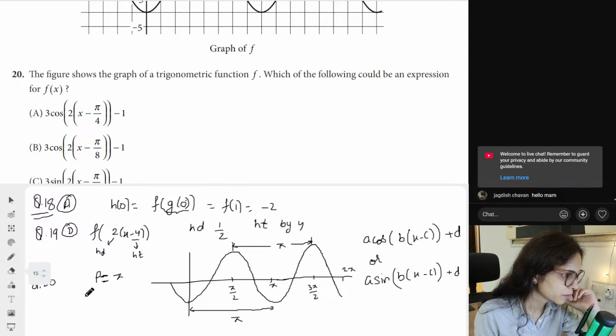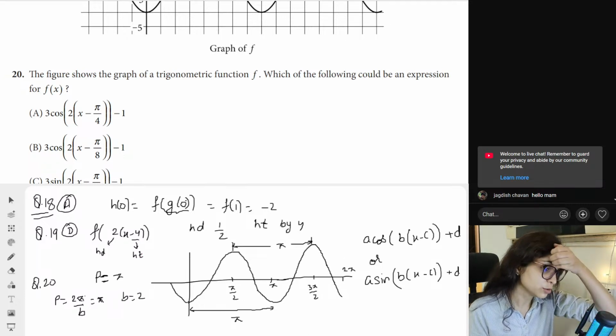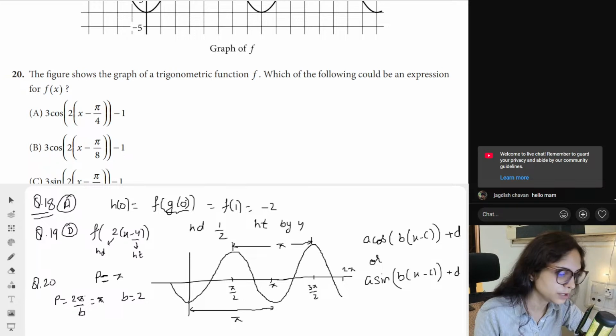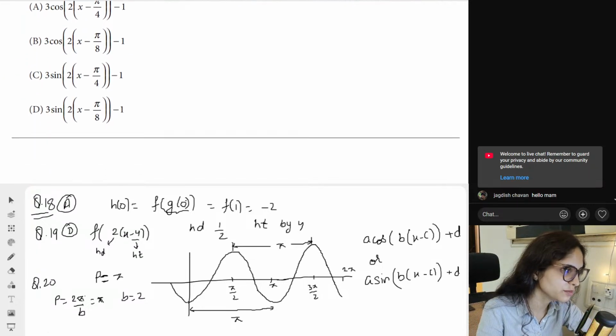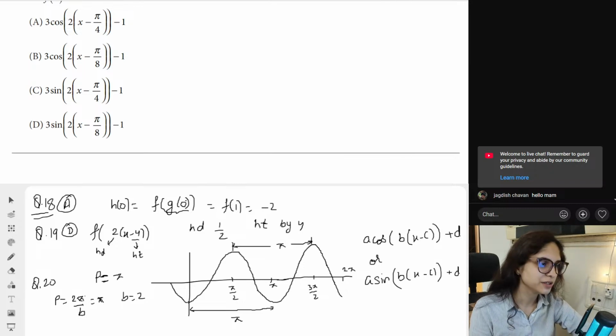Okay. So remember that period is 2 pi over b. And that is equal to pi. That means the value of b is 2. So that means the multiplicative factor is 2. And with that, can we eliminate any option? No, we cannot, because all of them have a multiplicative factor of 2. And it's also -1, right?